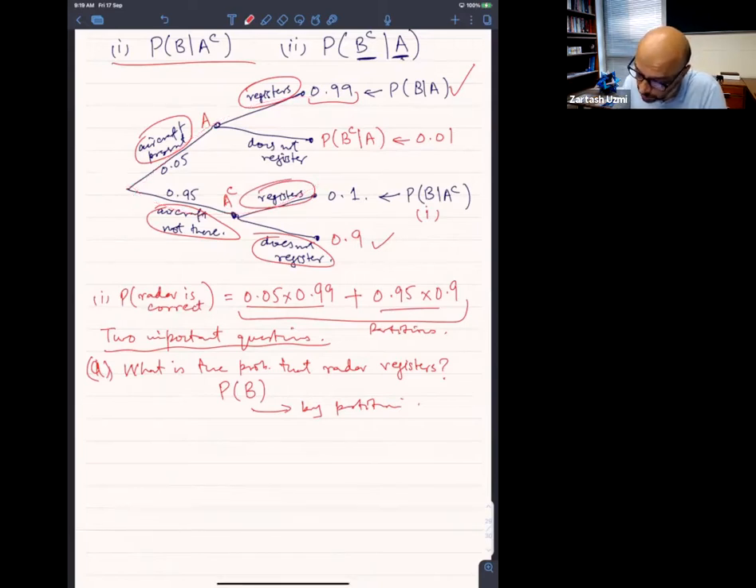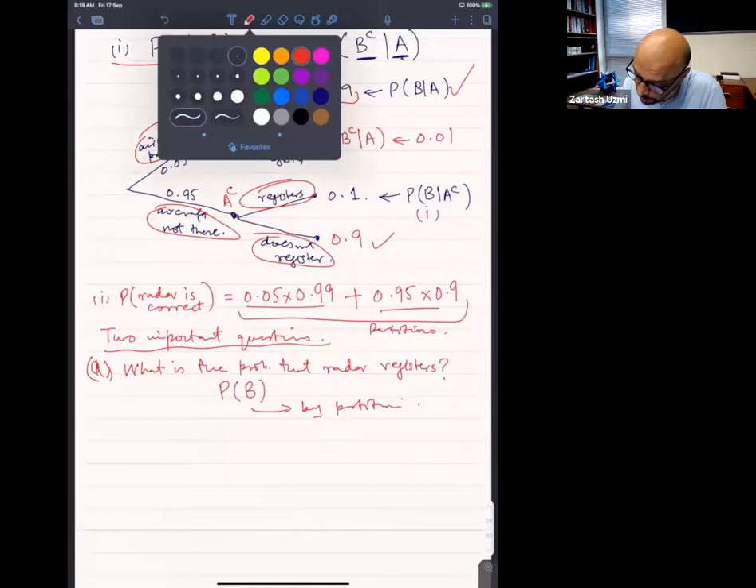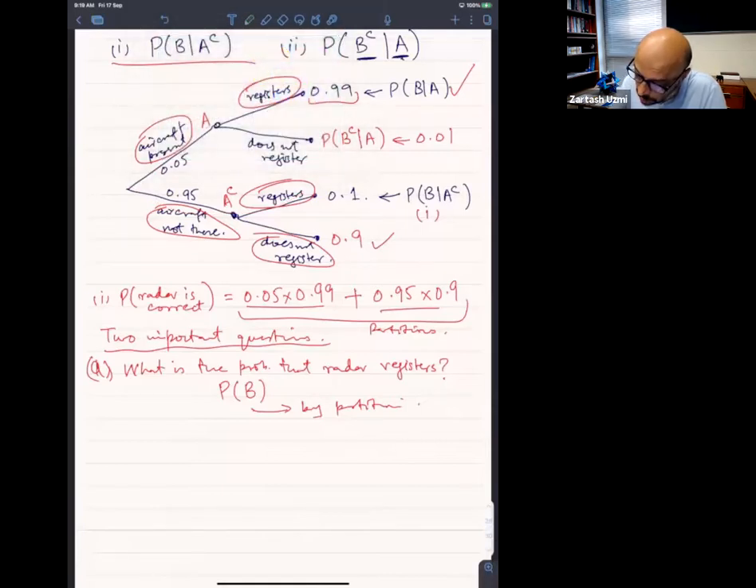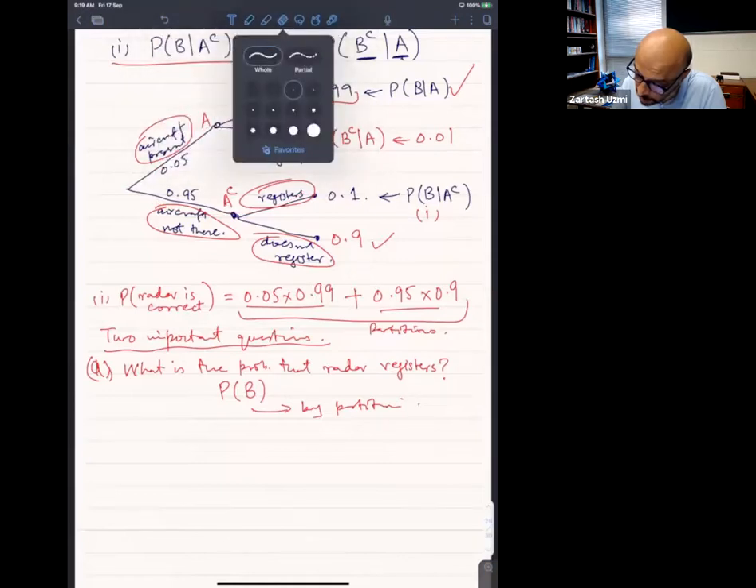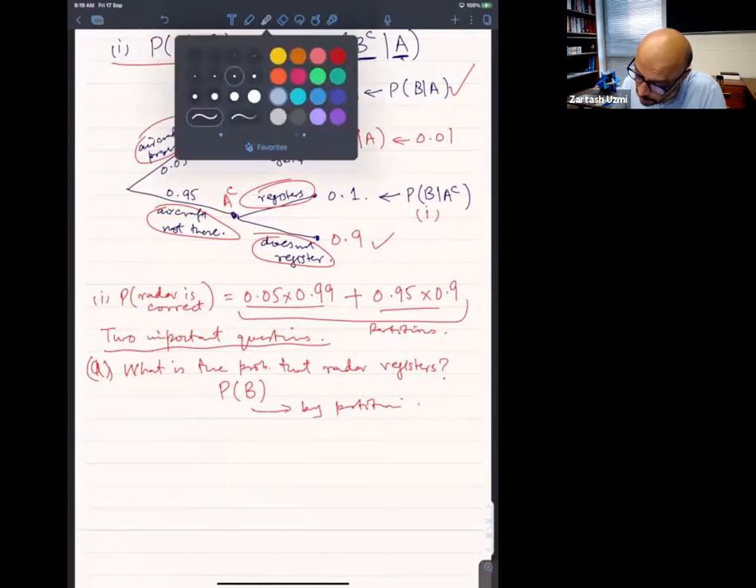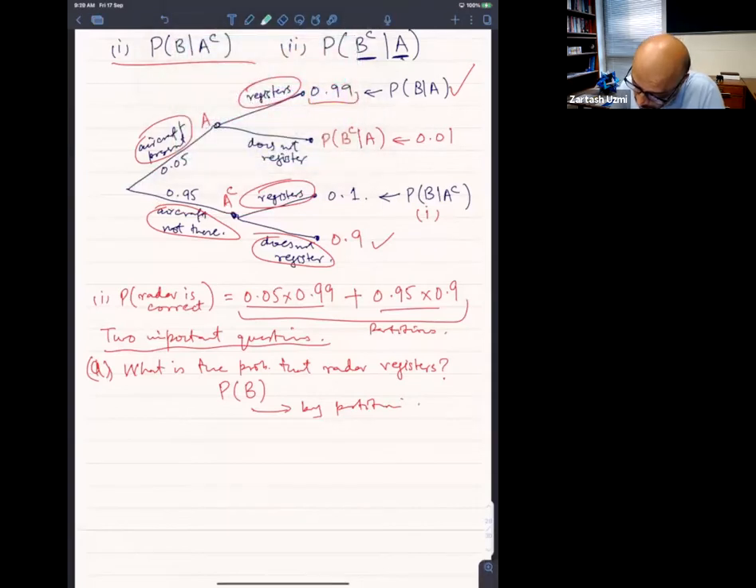Maybe red is not the right color. Let's mark it with green instead. In fact, it is one path here and one path here. The radar registers on these two paths, and you can compute that probability.